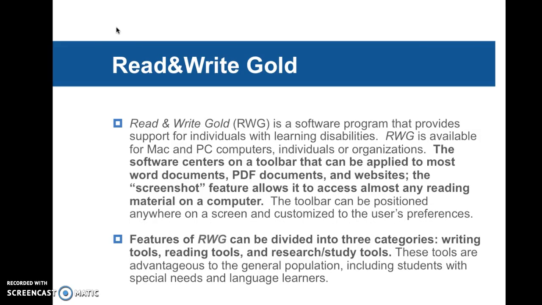for their benefit. Read Write Gold is a program developed for individuals with learning disabilities. It's available for Mac and PC computers, individuals, and organizations. The software centers on a toolbar that can be applied to most Word documents, PDF documents, and websites. The screenshot feature allows it to access almost any reading material on a computer. The toolbar can be positioned anywhere on a screen and customized to the user's preferences. Features of Read Write Gold can be divided into three main categories: writing, reading, and research or study tools. These tools are advantageous to the general population, including students with special needs and language learners.